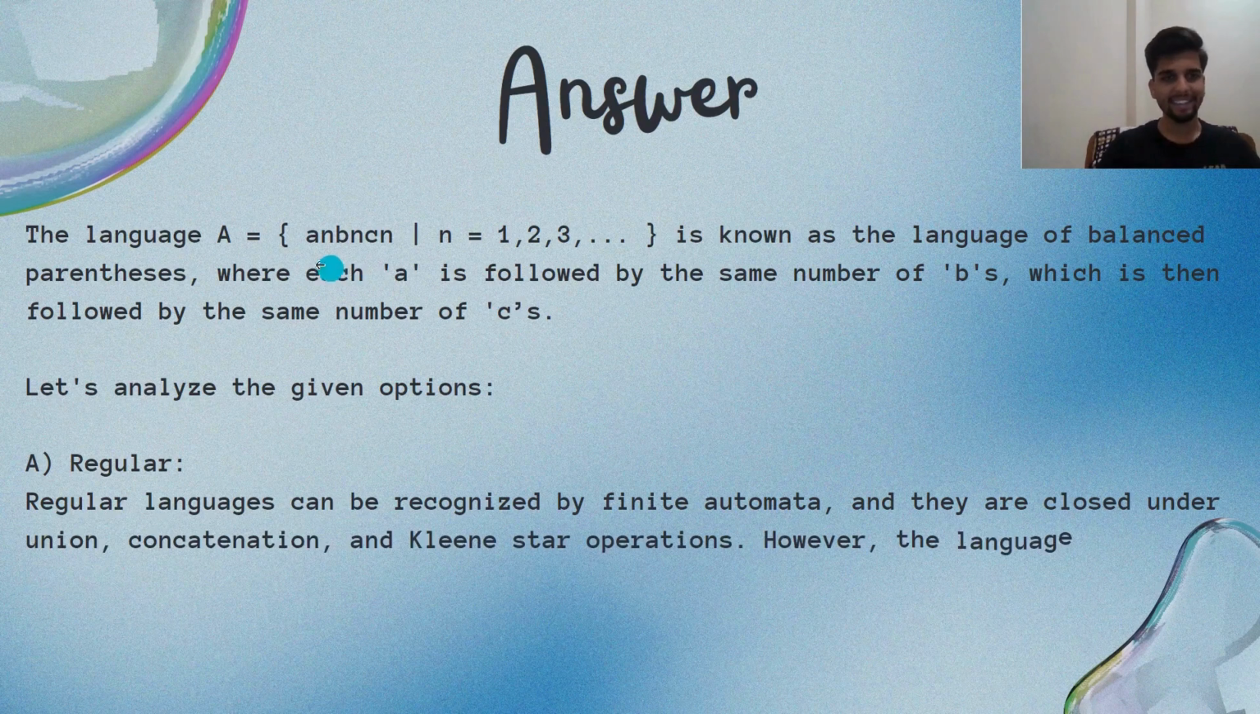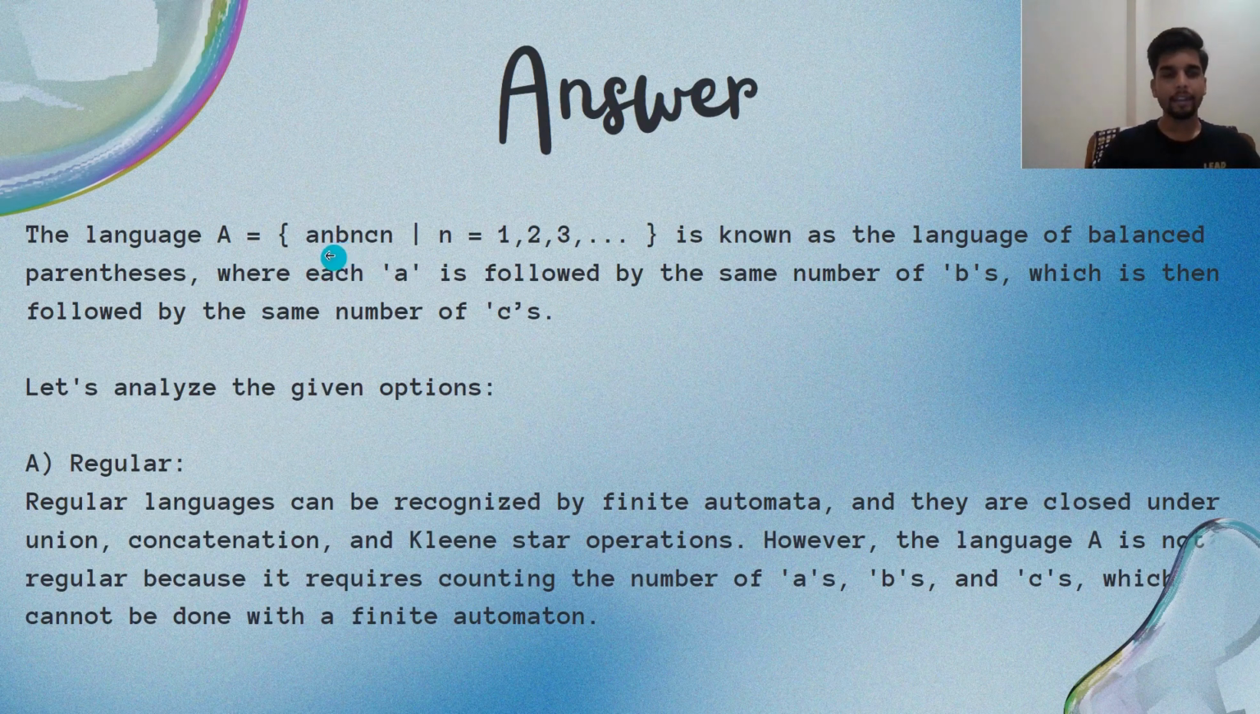Let's see, the language a raised to n, b raised to n, and c raised to n, where n is 1, 2, 3, is known as the language of balanced parentheses, where each a is followed by the same number of b's, which is then followed by the same number of c's. So the power of n is 1, 2, 3, and it is the same for a, b, c. That's why they have an equal number of a, b, and c. Let's analyze the given options.